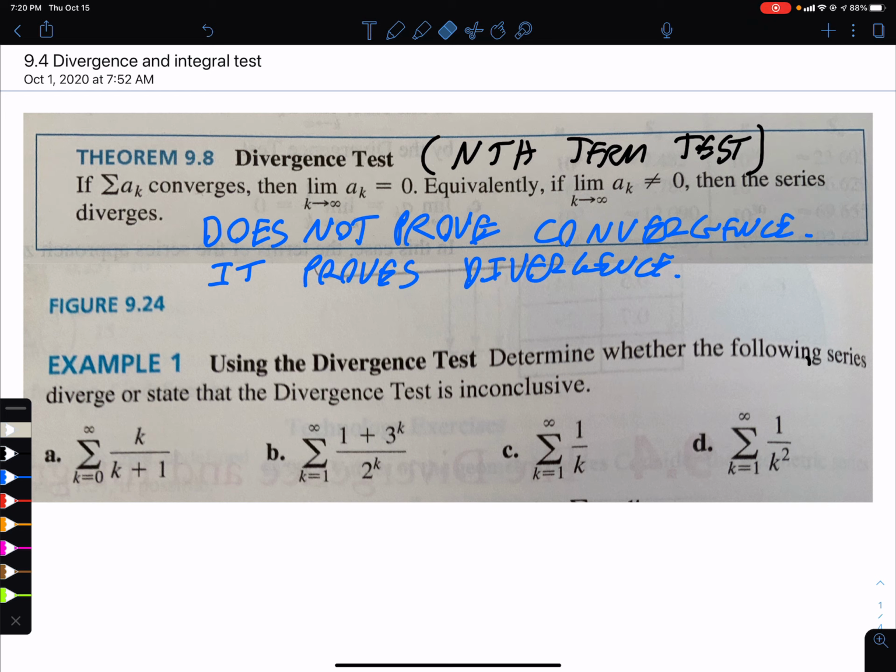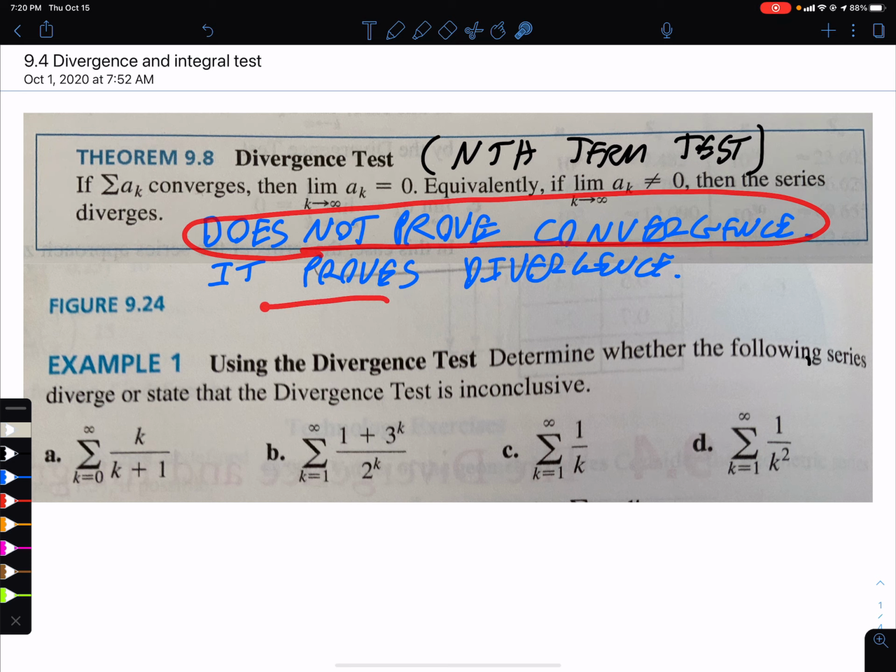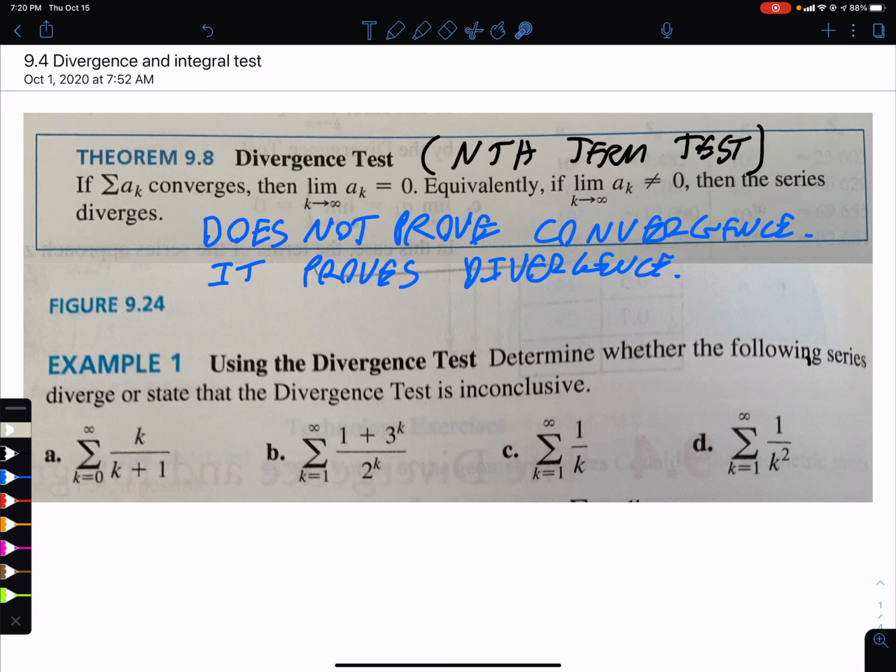So the divergence test is something that is often used first, and oftentimes it's easy to see whether it passes this test or not. And what the divergence test does, it only quickly identifies divergent series. It does not identify convergent series. It's an important thing to realize. So it does not prove convergence. It just quickly proves divergence, and therefore saves us some time if we recognize that.